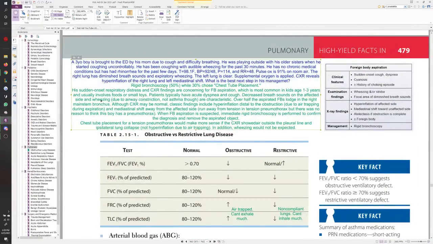Here's another one. Now you have a 3-year-old boy. This is related to foreign body aspiration. A 3-year-old boy is brought to the emergency department by his mom due to cough and difficulty breathing. He was playing outside with his older sisters when he started coughing uncontrollably. He has been coughing with audible wheezing for the past 30 minutes.